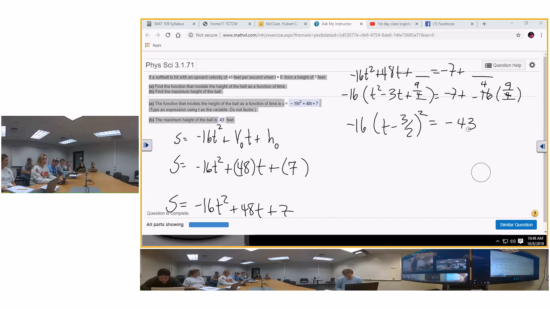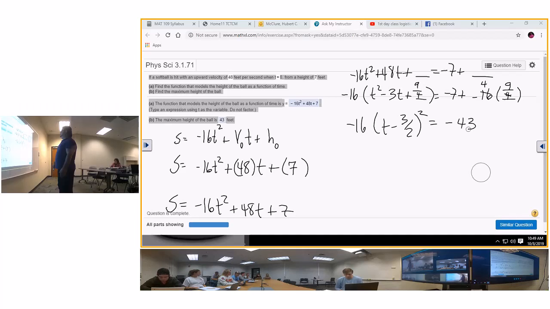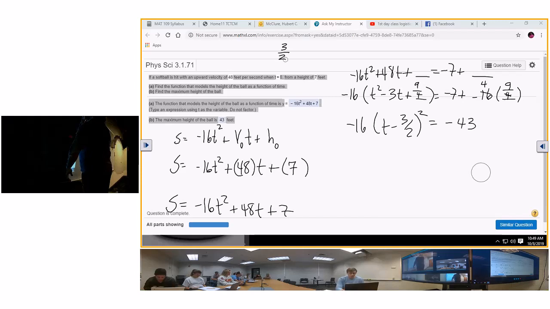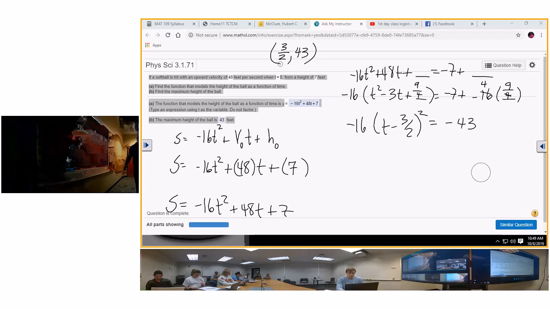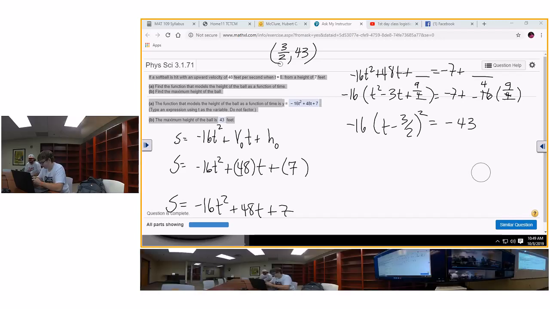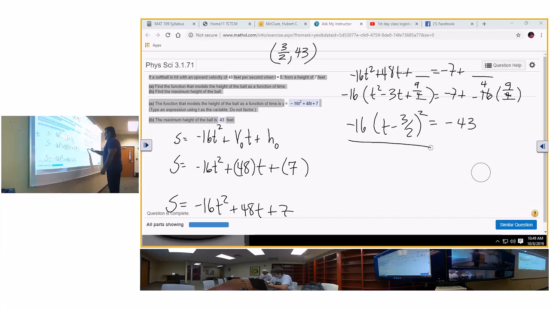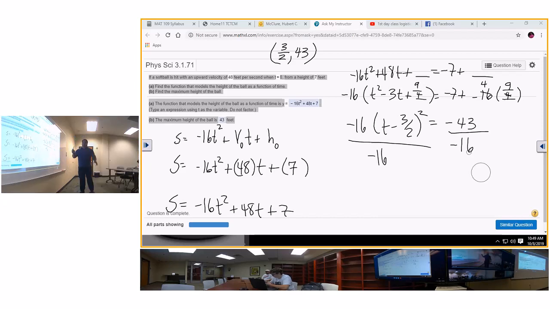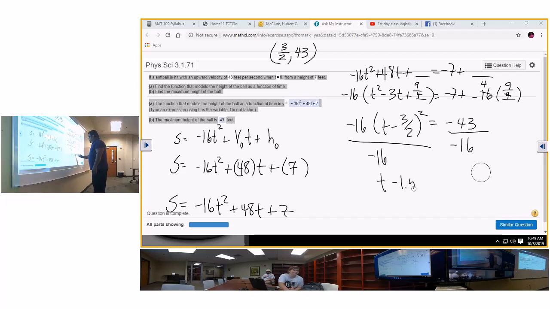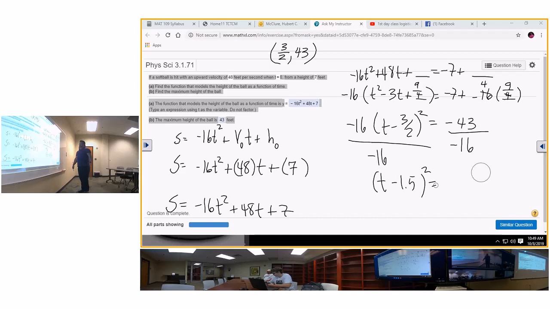All right, so my vertex is 3 halves, comma, 43. Now finish it. Divide both sides by negative 16. Somebody do this in your calculator for me, because we're going to plot this, and you're going to need to be in calculator form. So t minus 1.5 quantity squared is equal to, what is 43 divided by 16? Give me 2 decimal points.